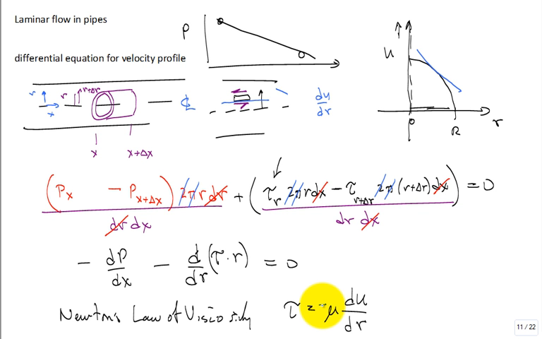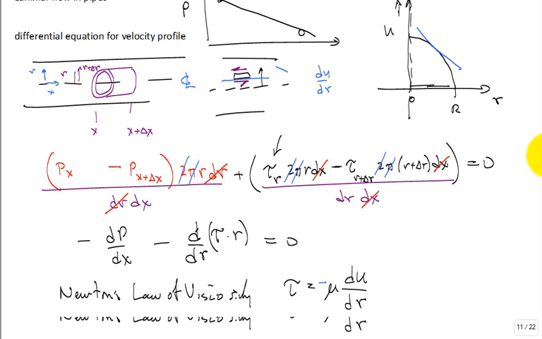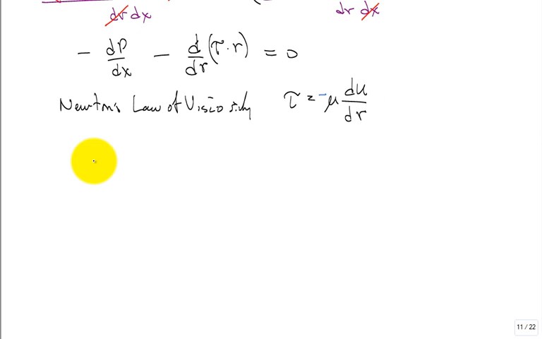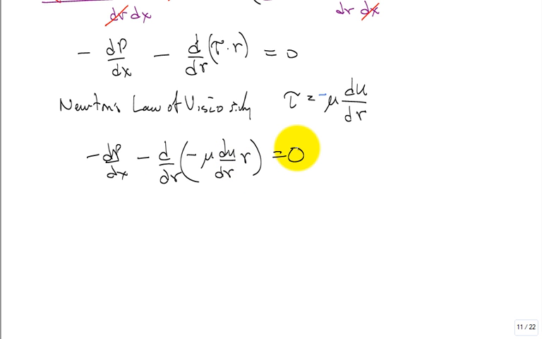All right? Okay. So let's go ahead. I'm going to scroll down. And we have minus dp dx, and we have a minus. Let's just leave it in there. Minus d/dr of minus mu du dr times r equal to 0. I got a lot of minus signs, true? Should we get rid of some of them? So we'll have mu times the derivative with respect to r of r du dr equal to r dp dx.